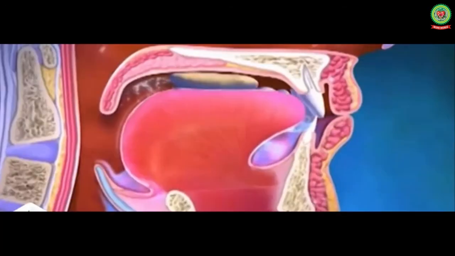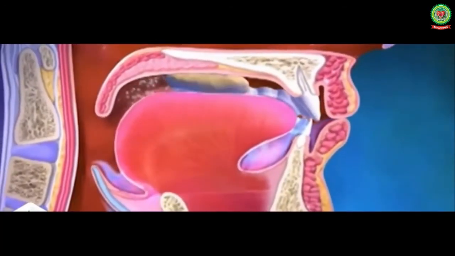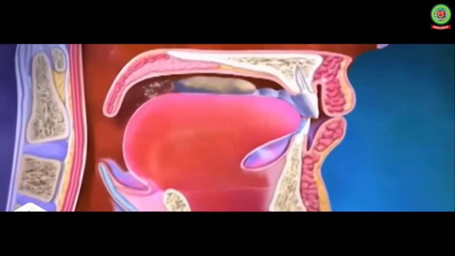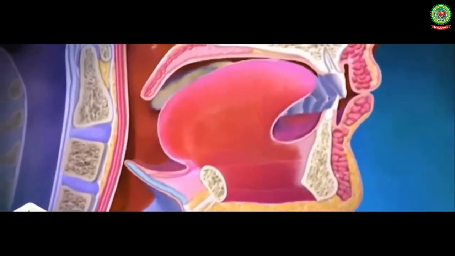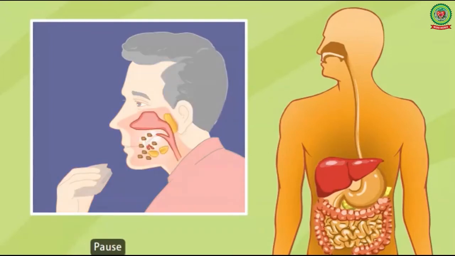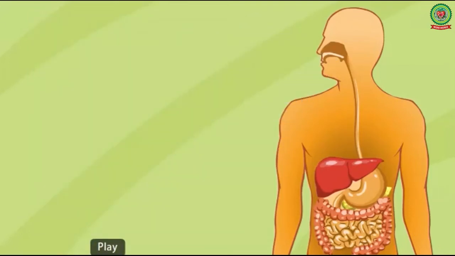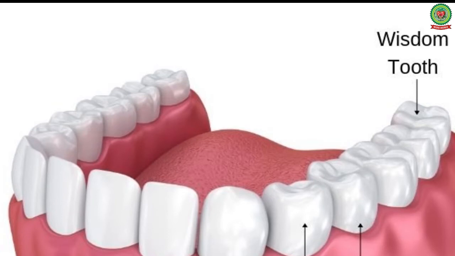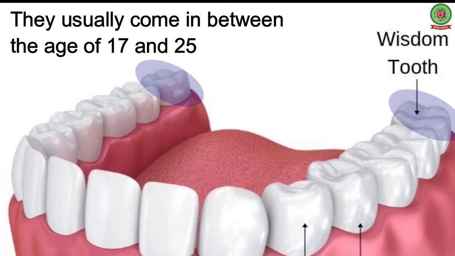So students, when you eat the food, your tongue pushes the food to the back of your mouth. Then your molars break up the food into small pieces. And when the food is broken down into small pieces, it is easily digested by our body. Molars also include wisdom teeth, which are the last set of teeth to come in, and they usually come in between the age of 17 and 25.